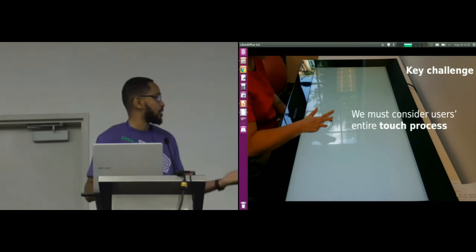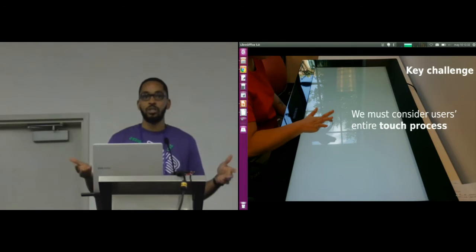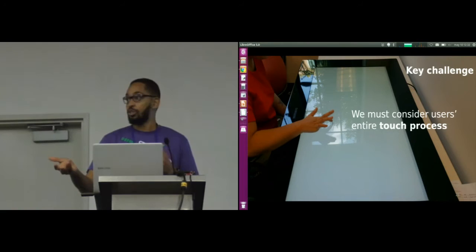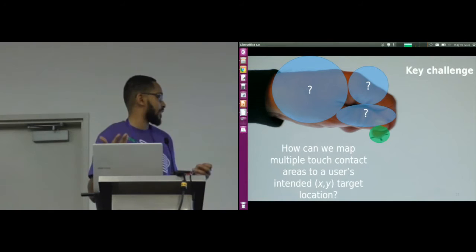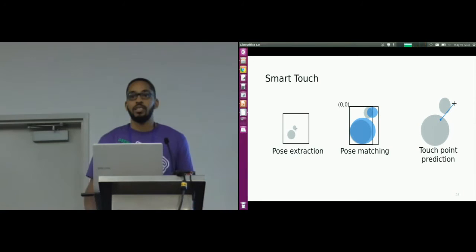So the key challenge is we must consider the user's entire touch process. We know from our data that we can't rely solely on the initial contact point or the last contact that the user makes with the screen to infer where the user is intending to touch. And the second key challenge is, how can we map multiple concurrent touch contact areas to a user's intended XY target location? To do that, we developed a new approach we call Smart Touch. Smart Touch is a template matching approach to improve touch accuracy. What I'm going to explain to you now are the steps involved in our Smart Touch algorithm.